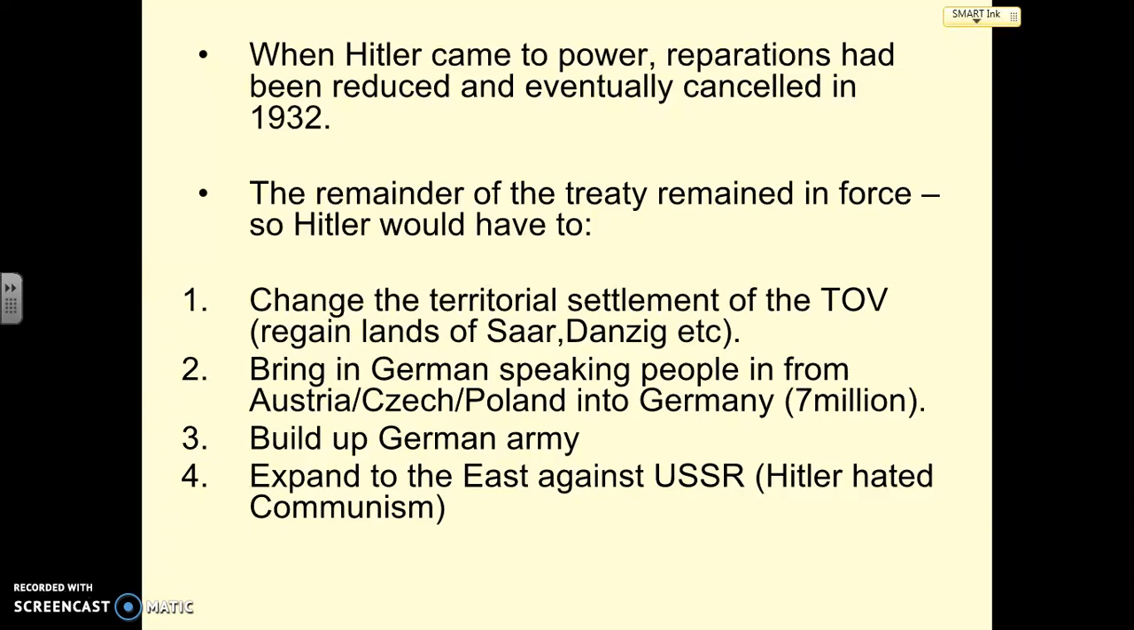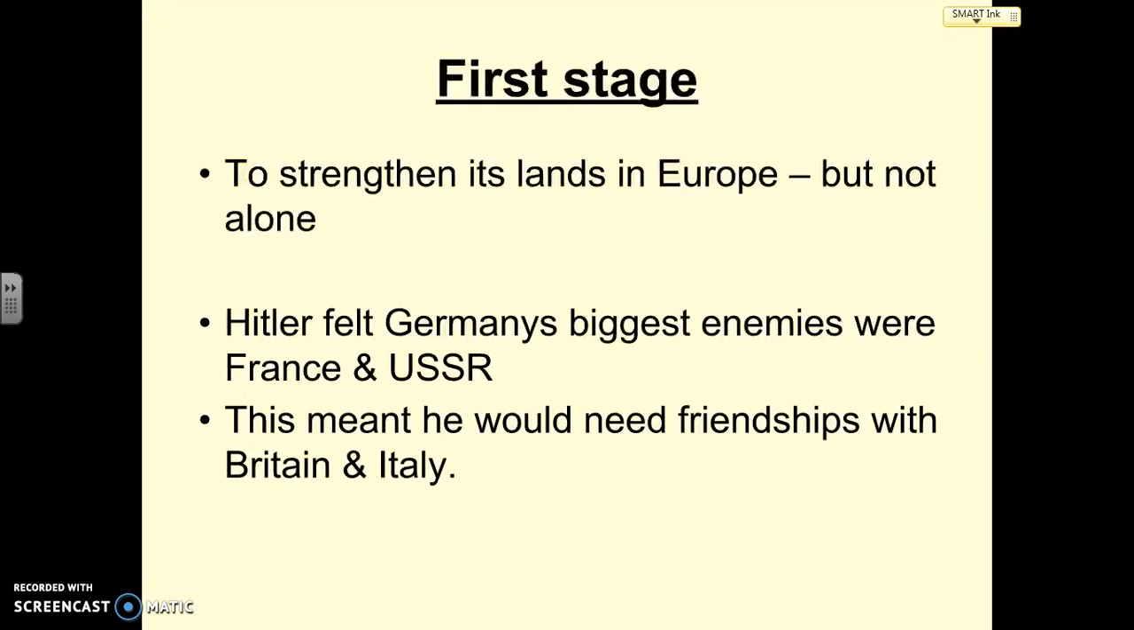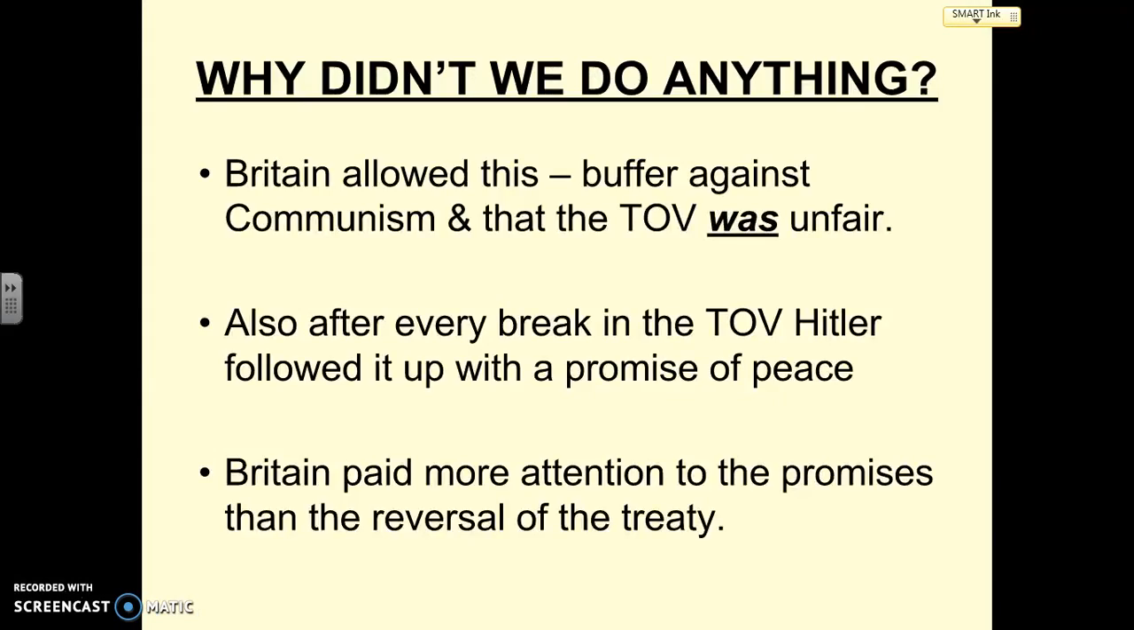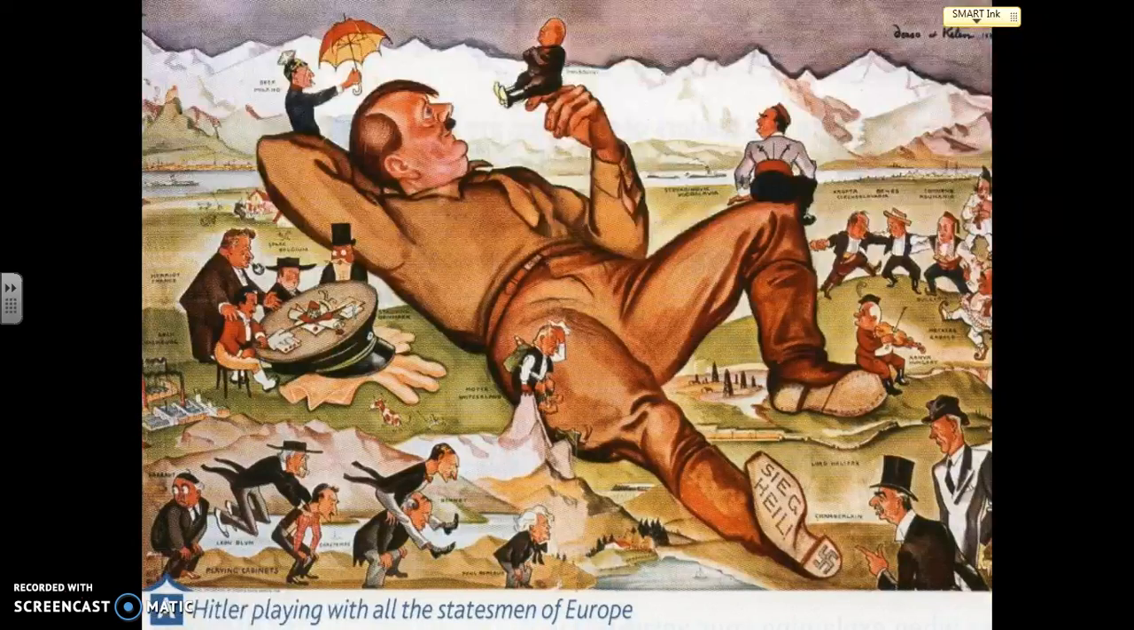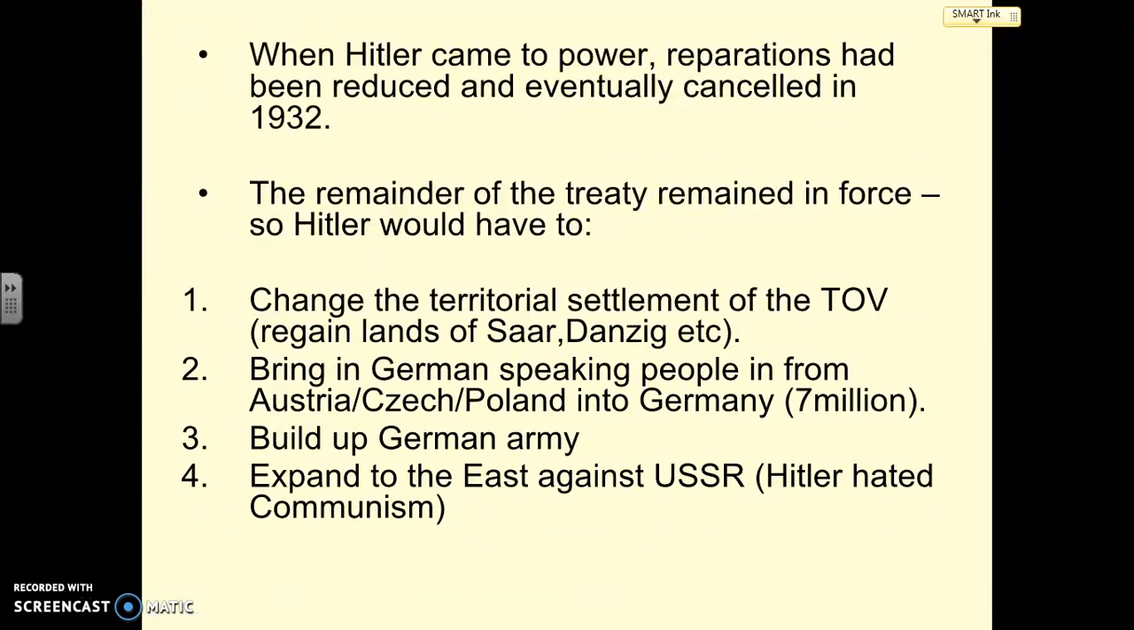Now, once he comes to power in the early 1930s, and I'm skipping ahead, I'm not going to get nearly as far as I thought I was, but that's okay. Once he comes to power in the early 1930s, a lot of the reparations, and remember, reparations are payments for war damages, had been either cut back or canceled altogether. Okay? So already the Treaty of Versailles has been weakened. And it's not even by Hitler's doing.